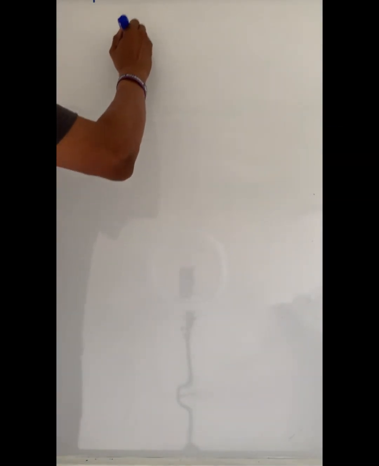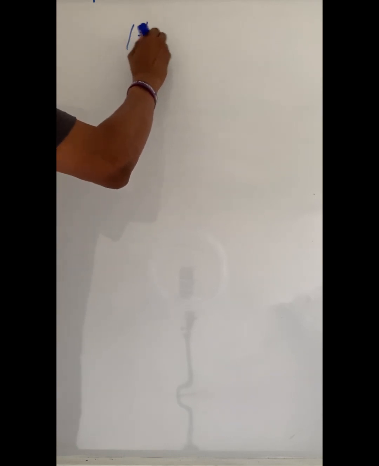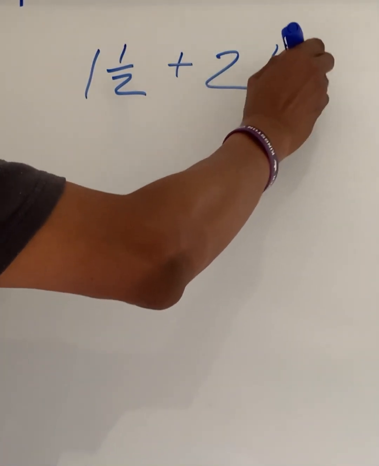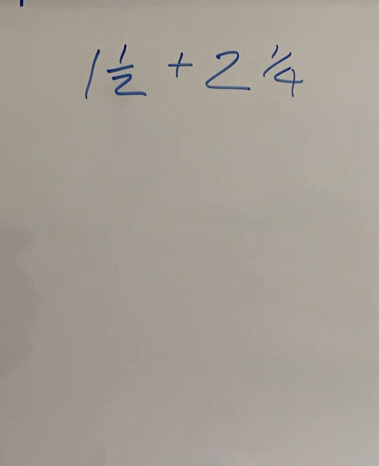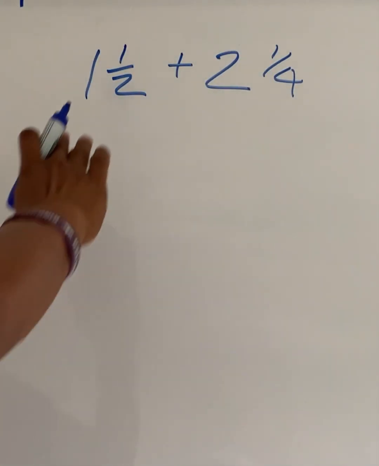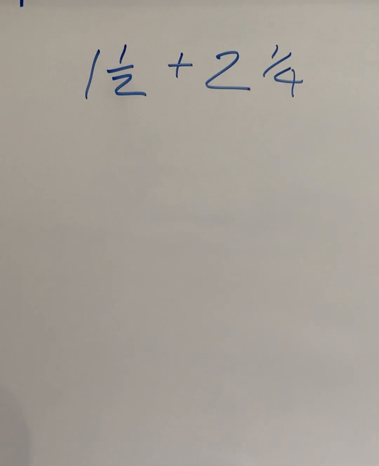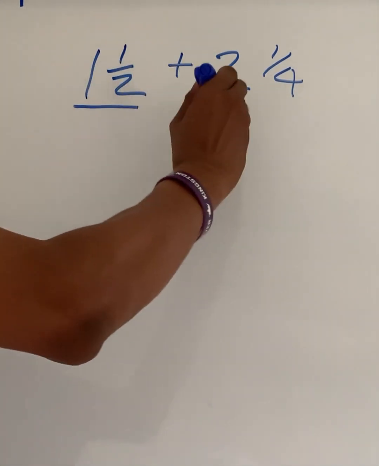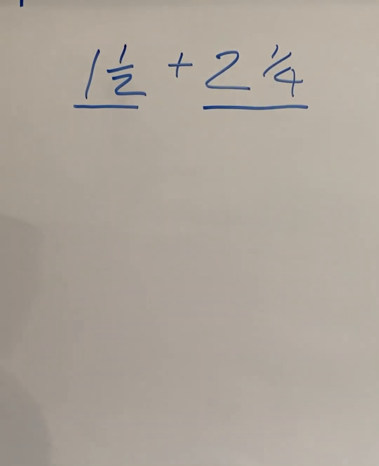Remember, a mixed number is a whole number plus a fraction. That's a mixed number, 1 1/2. So let's add 1 1/2 to 2 1/4. Okay? The first thing we do when we're adding these two, we have several ways of doing it, but I like doing it the way in which I believe it's easier. I like to convert my mixed numbers to an improper fraction.